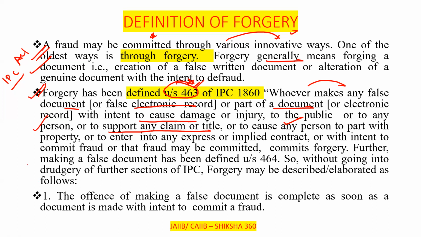Further, making a false document has been defined under section 464. Forgery is generally defined under section 463, and a forged false document has been defined under section 464. Without going into the drudgery of further sections of the IPC, in general we can say that the offense of making a false document is complete as soon as the document is made with intent to commit a fraud.